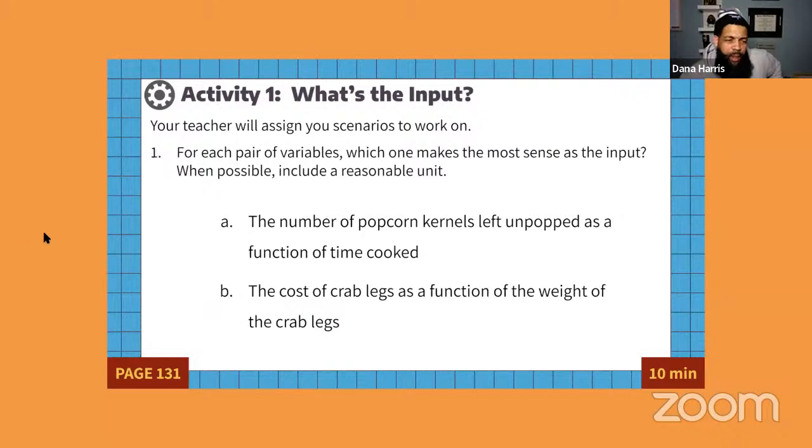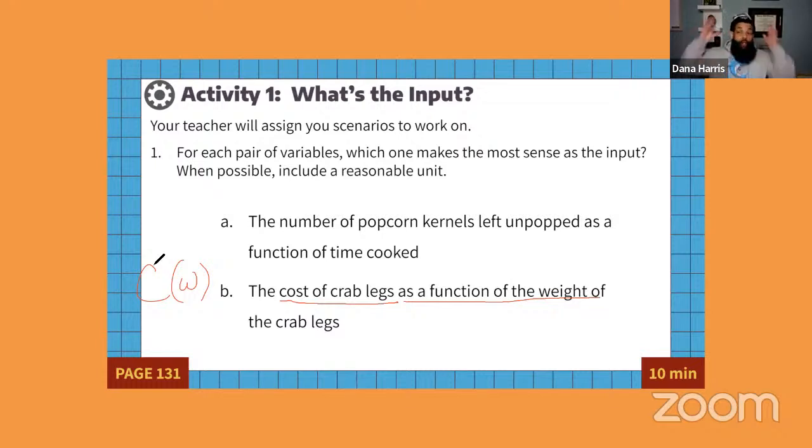Let's look at part G. The cost of crab legs as a function of weight, all right, of the crab legs. Okay, remember, so let's just say crab legs. Let's go with C of W. W for weight. C for cost. And then W as weight.